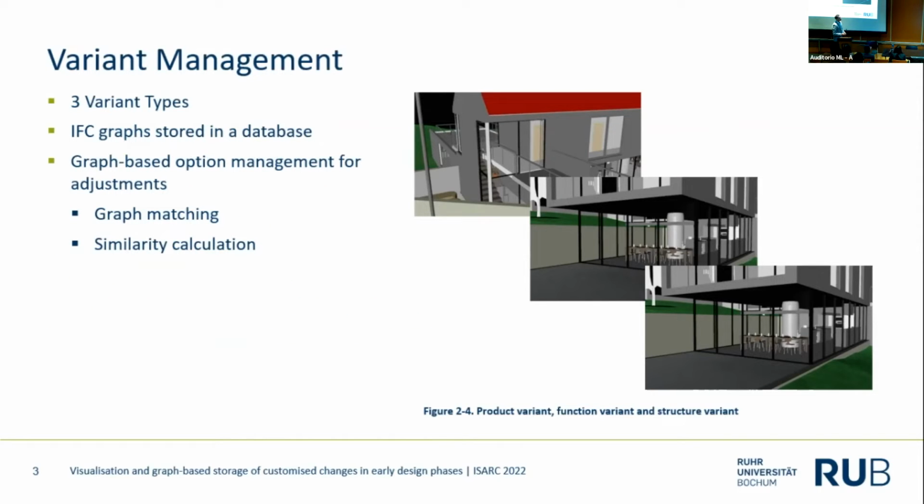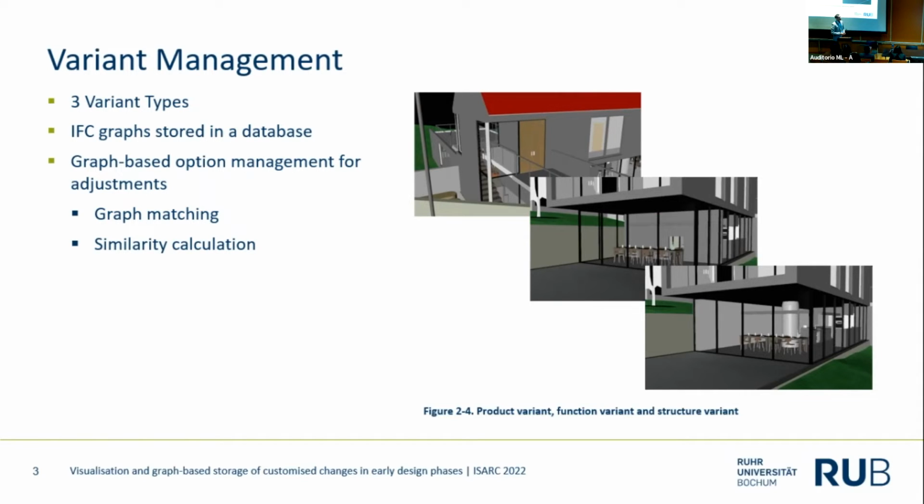There are two fundamental approaches. The first approach is the variant management. The variant management is created out of three variant types, namely the product variants, structural variants, and functional variants. Product variants are, for example, doors and windows in a building. Functional elements have a specific function in the building, for example, a load-bearing wall or a column. And the structural elements are the structure of the whole building.